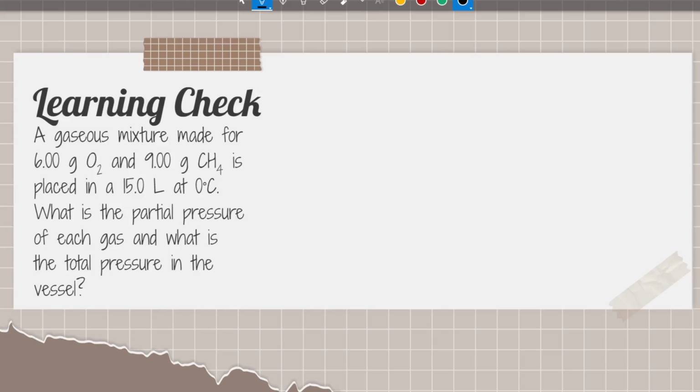So a gaseous mixture made from 6 grams of O2 and 9 grams of CH4 is placed into a 15-liter container. What is the partial pressure of each gas and the total pressure in the vessel? So we need to convert from grams of O2 to moles of O2, and we need to convert from grams of CH4 to moles of CH4.